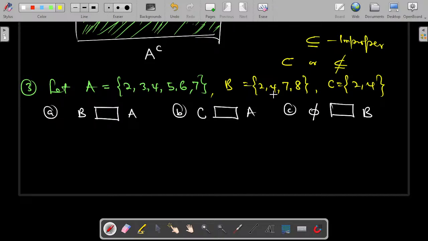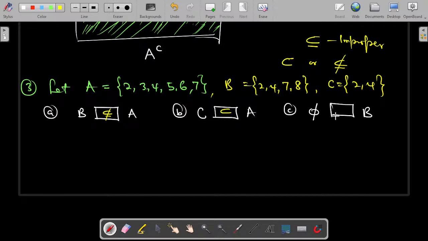Of course, your A is not a proper subset. In fact, it's not even a subset at all. 8 is in B, but not in C. So B is not a proper subset of A. In fact, it's not even a subset at all, not to talk of an improper subset. So what about the second one, C and A? What's their relationship? 2 and 4 are inside your A. That means C is a proper subset of A.